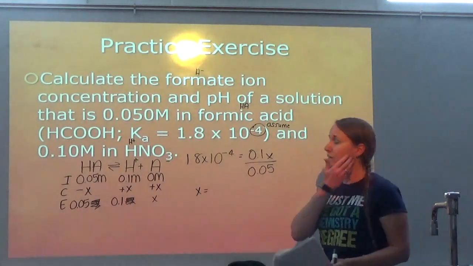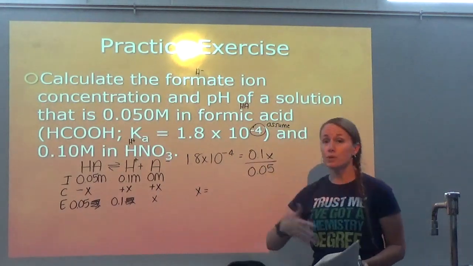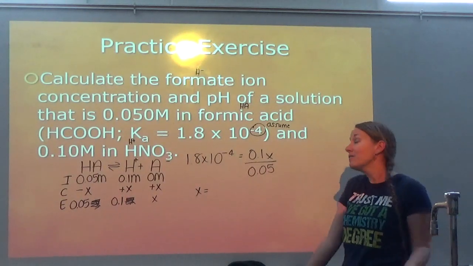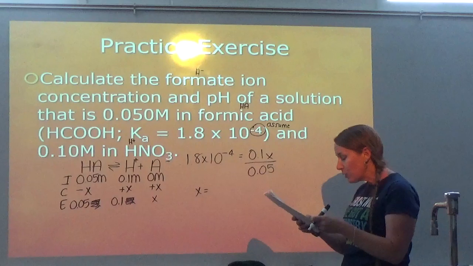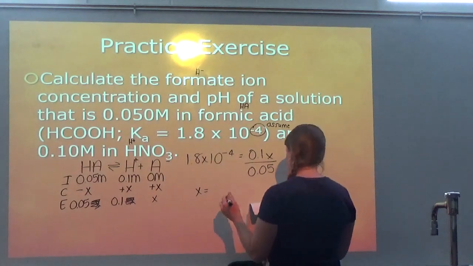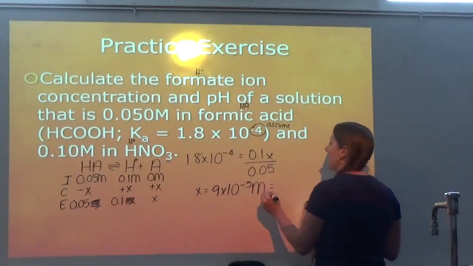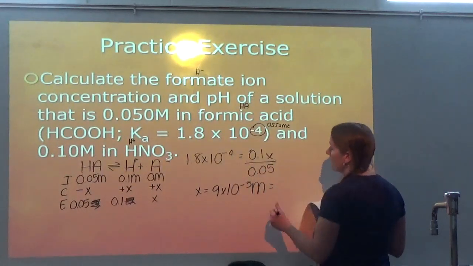See, this is what I'm talking about. Like this part right here, I'm going to go super quickly through, okay? Because this isn't anything new. We've done ice charts now what seems like 5 million times. Alright, so I solved for X, and I got that X is 9 times 10 to the negative 5 molar, and that, of course, equals my formate ion.